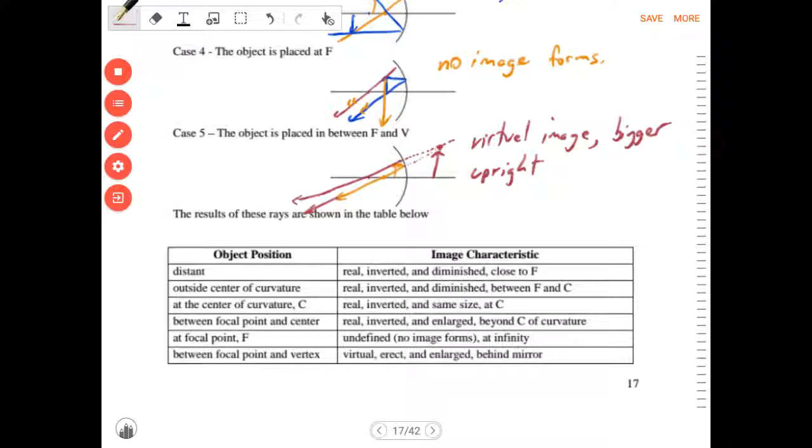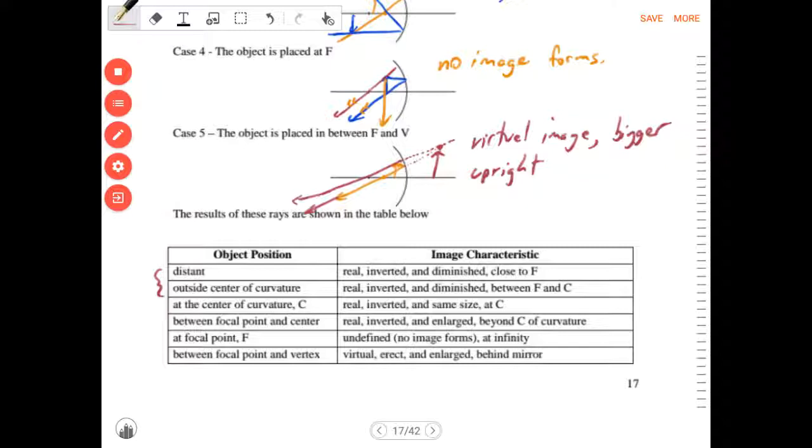Okay, so there's actually 6 in this table. Now these two are really case 1. So distant or outside the center of curvature. Okay, so if you're really, really far away, like a planet, or, you know, just kilometers away, taking a big picture across a field maybe. Okay, so the images are real, inverted, and smaller. Now really close to the focal length. Okay, if you're just outside the center of curvature, it's real, inverted, okay, smaller, but in between F and C. So really those two are pretty much the same thing.